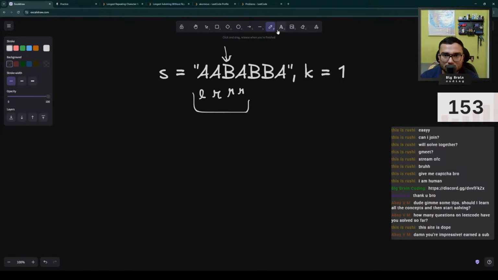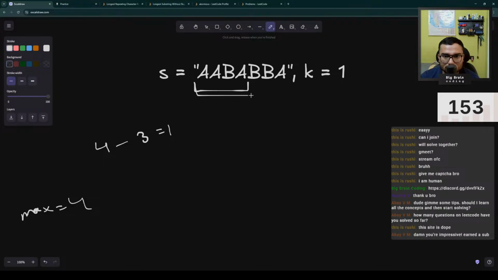So if we go by this diagram, the point is to maximize the window until we can perform k operations on the non-matching characters. So on this window, the max frequency count is 3 and the remaining characters will be 4 minus 3, which is 1. 1 is not greater than k, which is also 1. So that if condition won't be satisfied and we get the maximum length as 4.